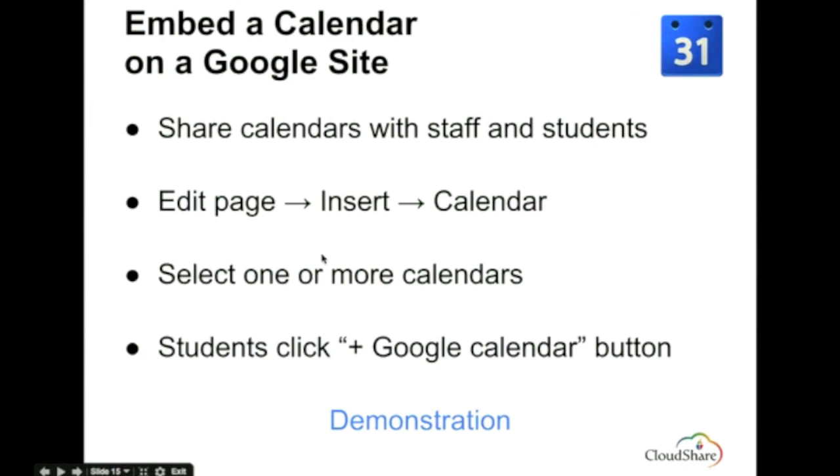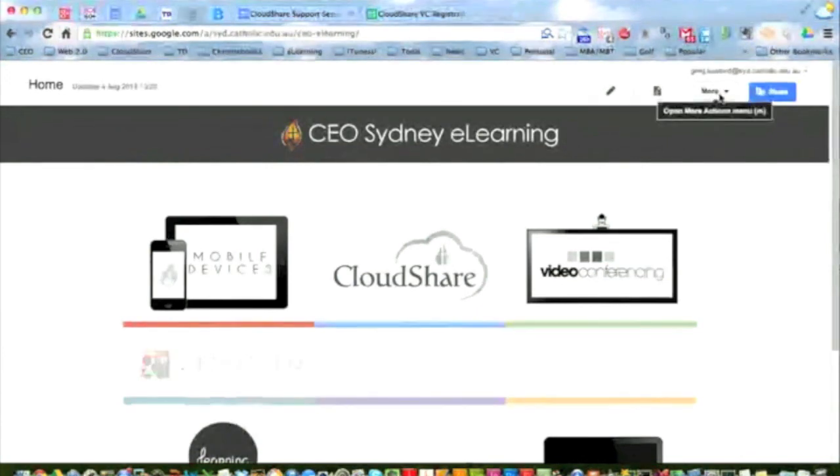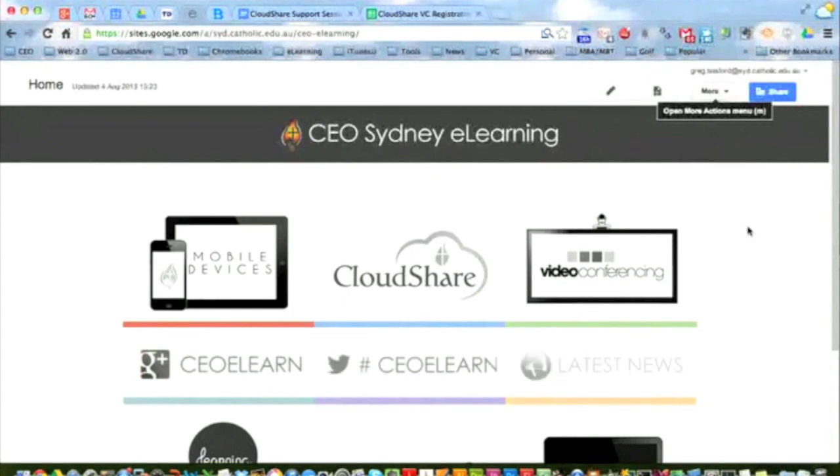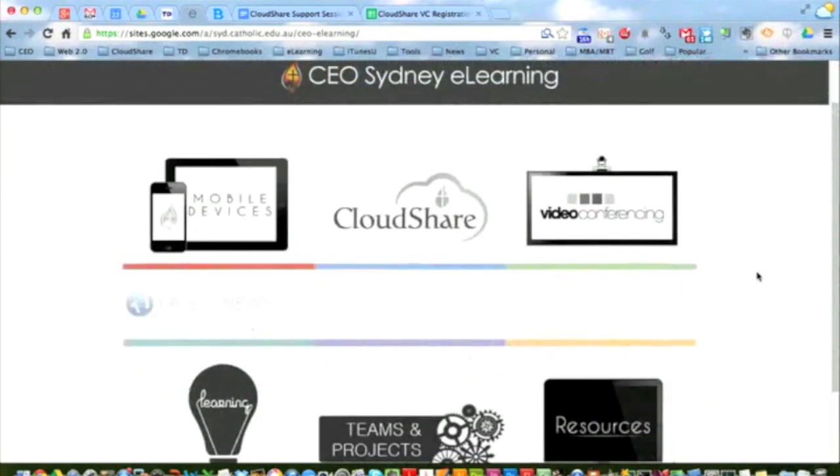So it's pretty straightforward. I'm looking at this eLearning site at the moment. I'm going to go to, and you'll notice that I'm a manager of the site. I've got editing rights to a Google site here, so I can edit a page, add a new page, open more actions, and play around with this site. So this is our eLearning portal.